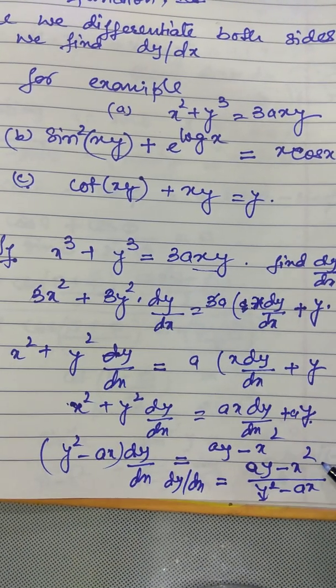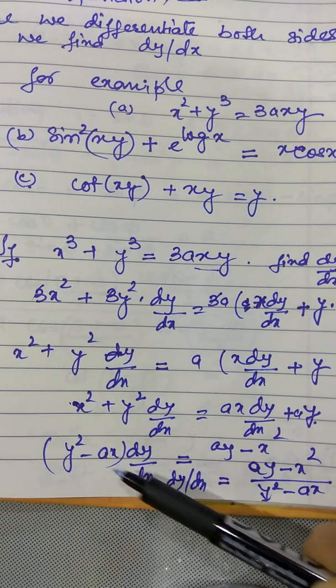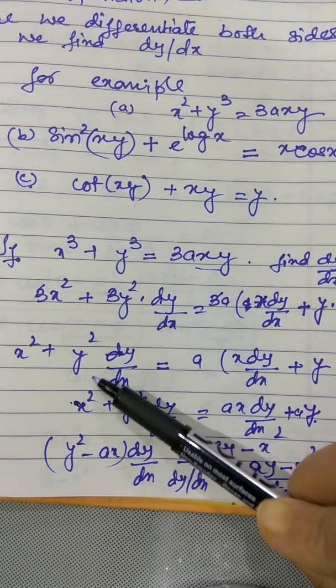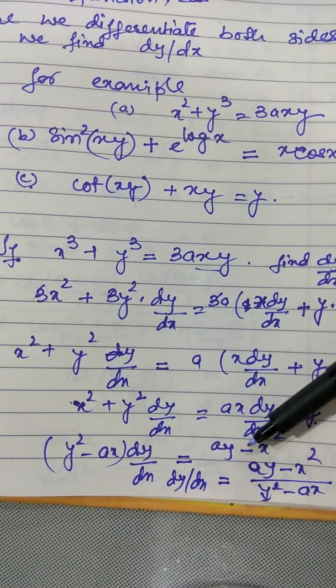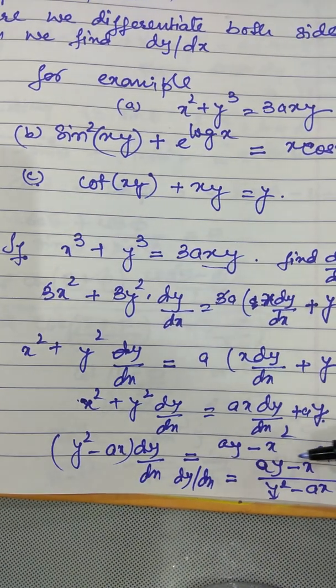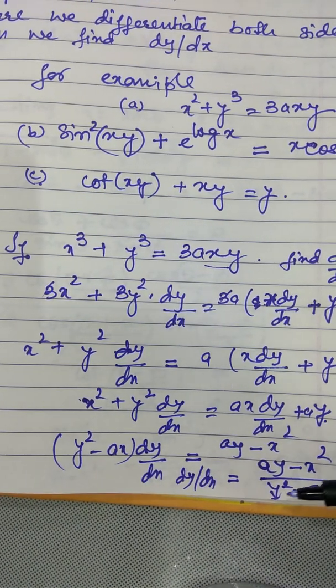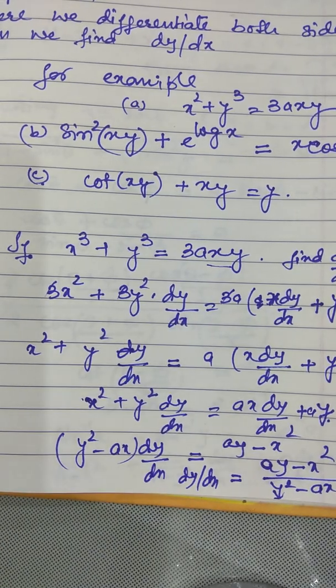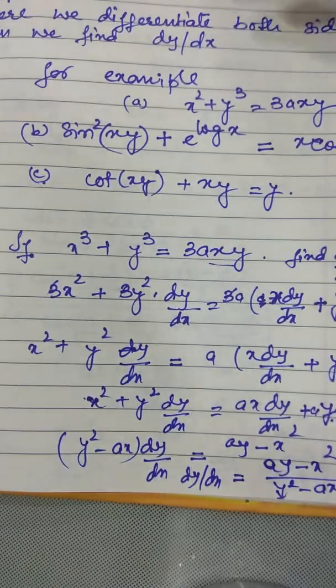upon minus x square. So y² − ax is on this side and ay − x² is on this side, and dy/dx is (ay − x²)/(y² − ax). We take the terms containing dy/dx to one side.